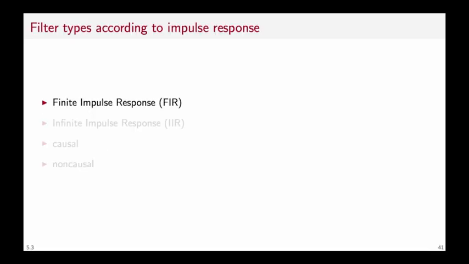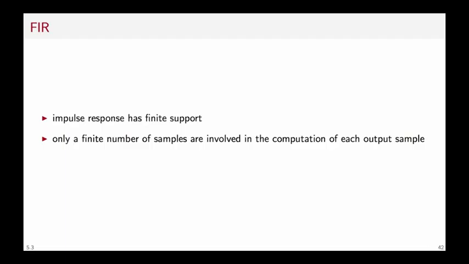According to the shape of their impulse response, we can already label a filter as belonging to one of the following categories. You have finite impulse response filters, or FIRs for short, infinite impulse response, or IIR, causal filters, and non-causal filters. FIR filters have an impulse response with a finite support.